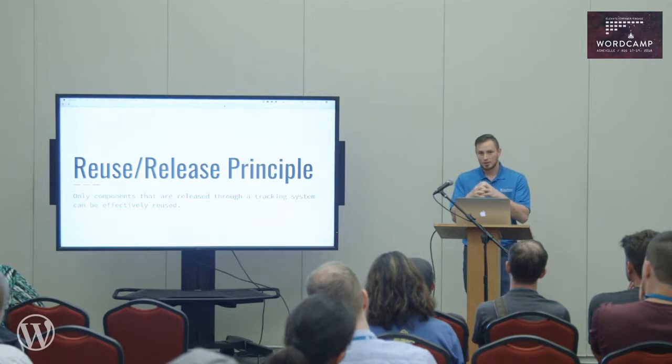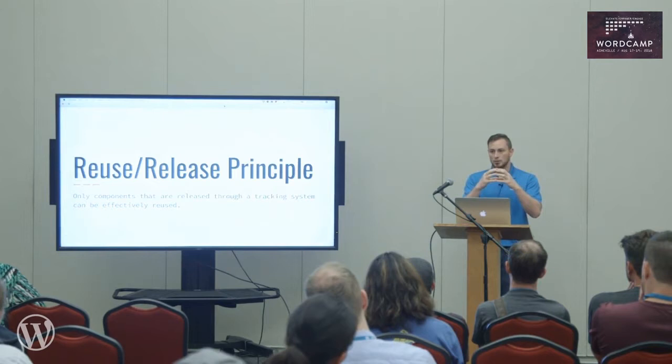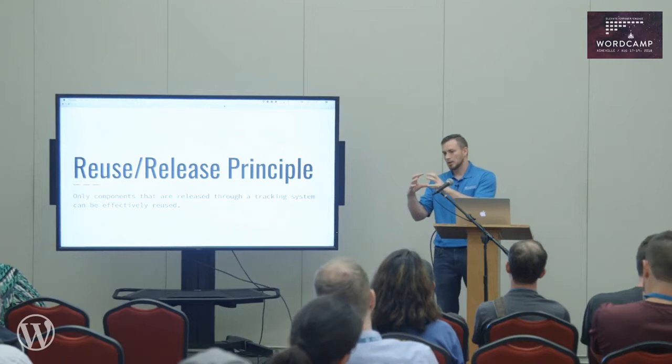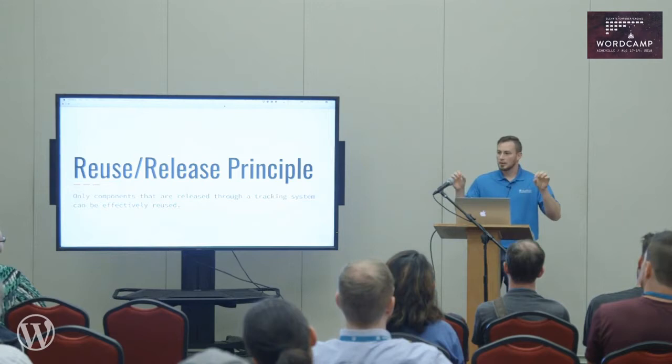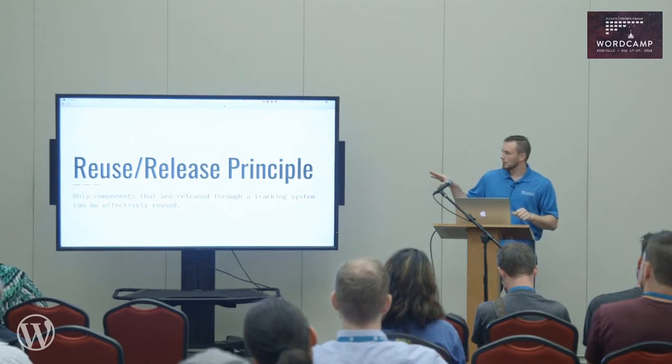Whereas if you track that code and you release it through a system, then you can have one copy of the code, and you can use version 1 here and version 1 here, and then you can fix a bug in version 1, and you make version 1.0.1 or whatever it is, and then over here you can actually update the version, and now you have all your stuff running the same code. So it's an important principle, and this is why we have things like Composer and NPM.